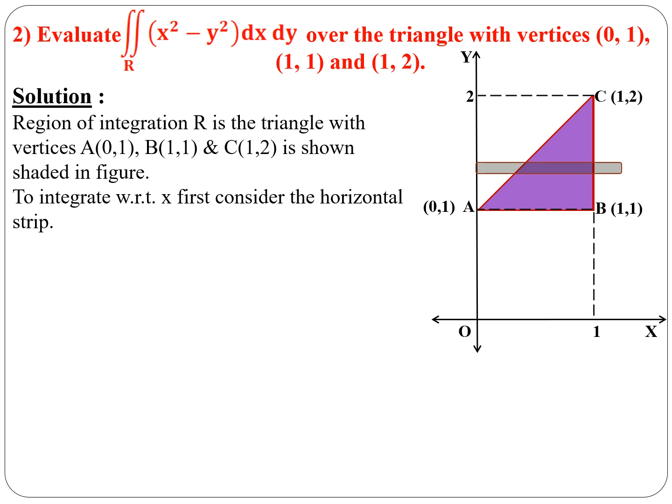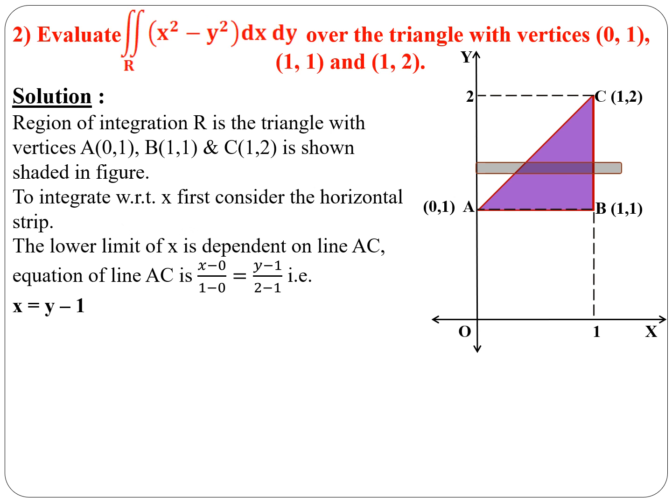But I don't know the equations of these lines. Then how do we find the equation of these lines? So I just want to find the equation of the AC line. AC is the line which joins the points 0, 1 and 1, 2. Then the equation of the AC line will be (x minus 0) upon (1 minus 0) equals (y minus 1) upon (2 minus 1). That means the equation of this is x equals y minus 1. That is where your strip is entering. So the lower limit of x is y minus 1.